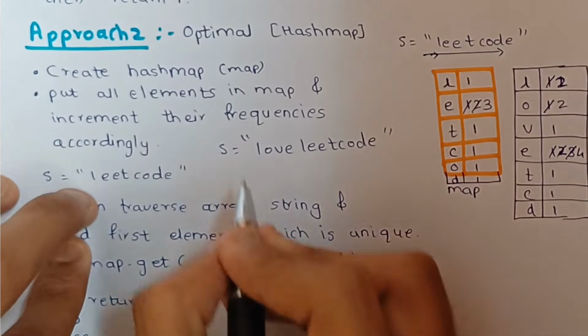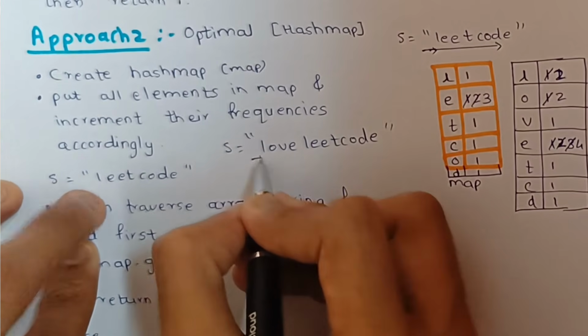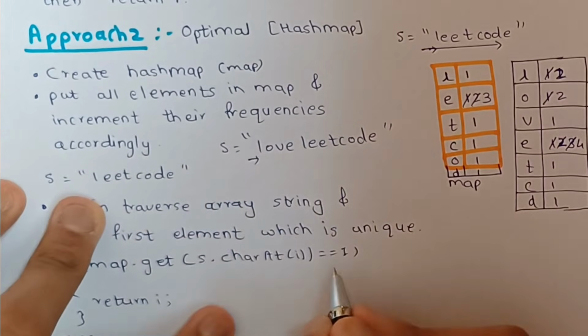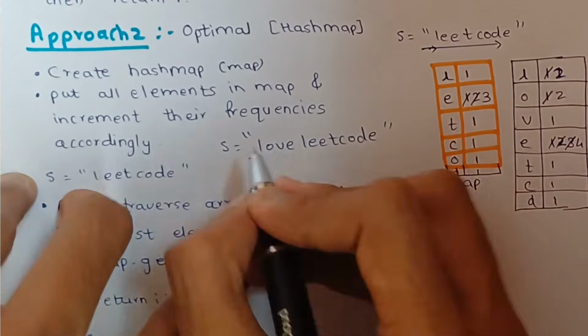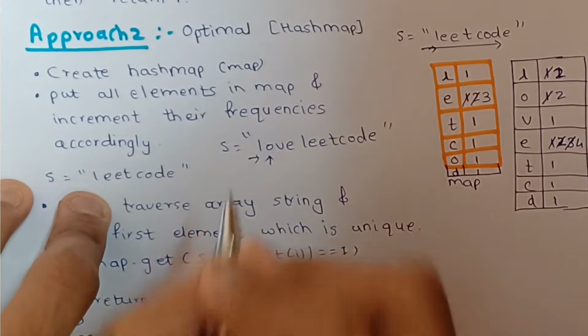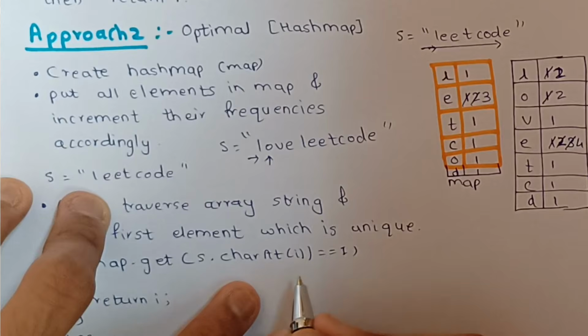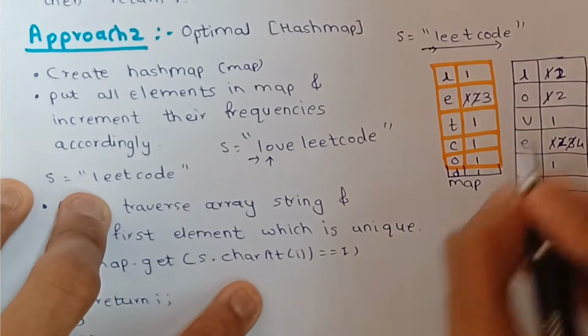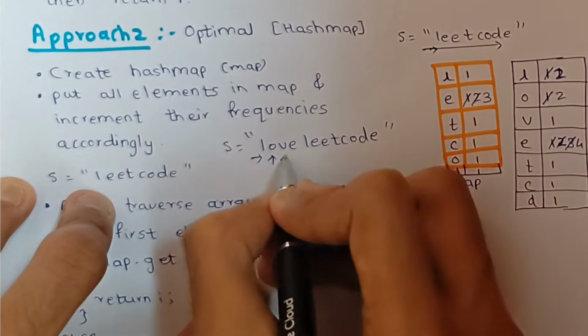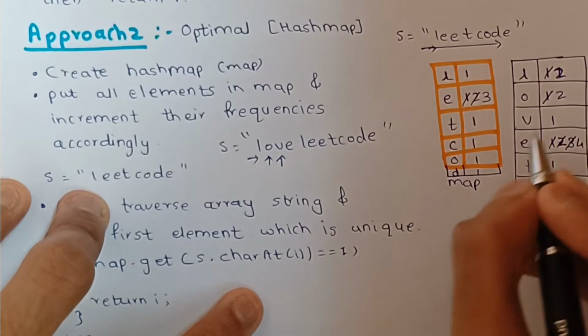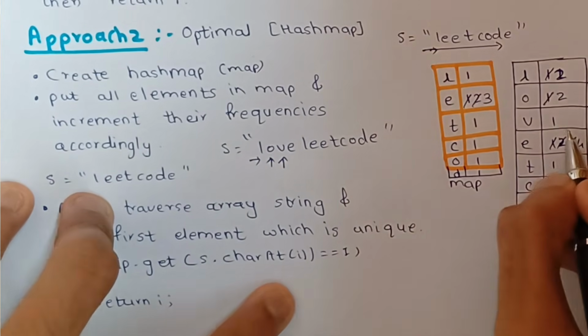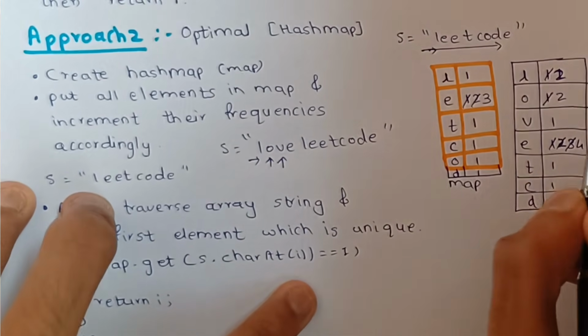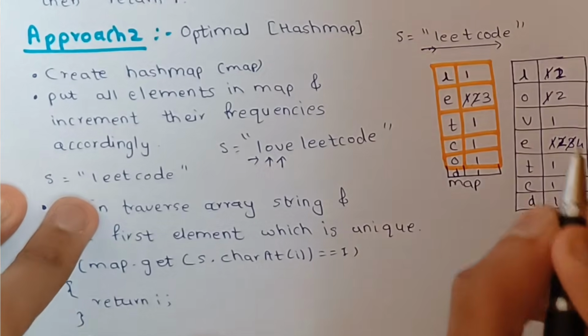So again we will traverse this array. L will come, we check whether its frequency is equal to 1. It's not, so we move forward. Now our pointer comes to O. We see the occurrence of O is not equal to 1, so we move forward. Now V: we look up V in the hash map and see its value is 1, meaning the occurrence is equal to 1. Yes.